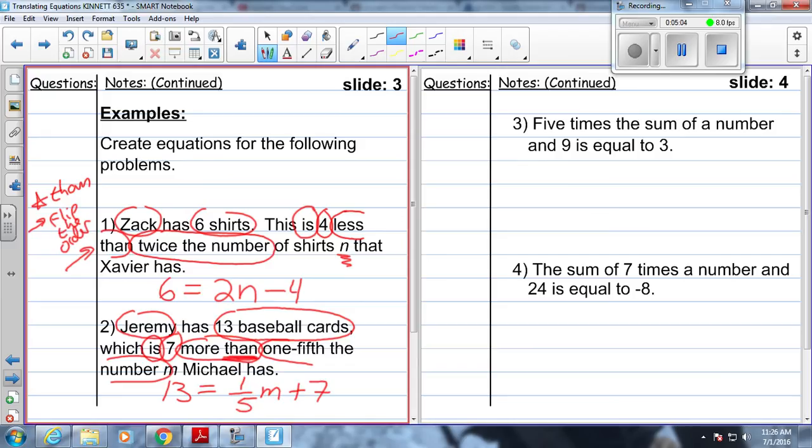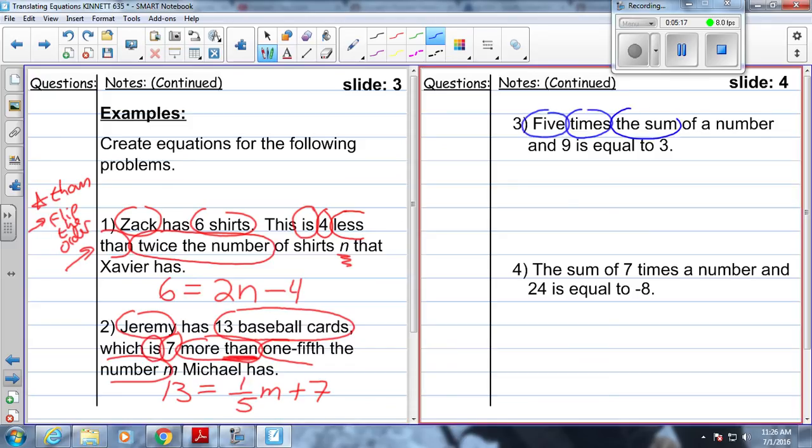On problem 3 and 4 here, these are the two common problems that get confused by students. Problem 3 is an example of when to use parentheses. We need to have 5 times the sum. That means you have to multiply the whole addition problem by the number 5. And the way that would happen is we need parentheses. Now the sum they're talking about is a number and 9. And we don't know what the number is, and it doesn't tell us what to use, so I'm going to use x.